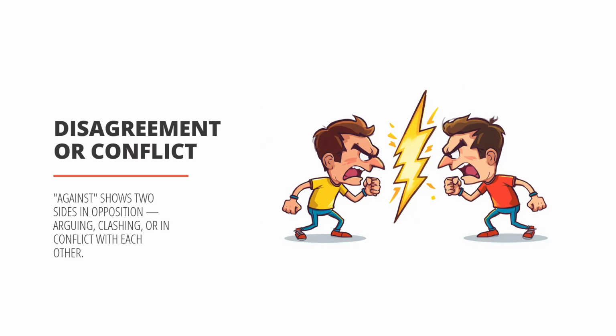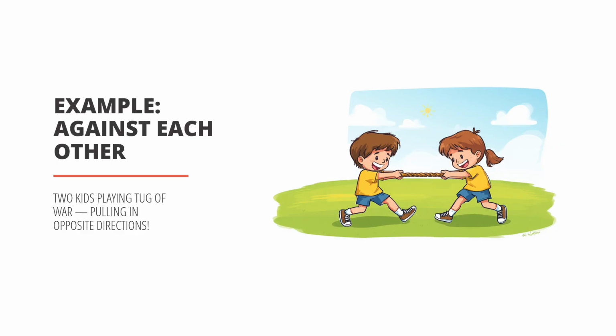Against can show disagreement or conflict. When people are against each other, they do not agree. They may argue or fight. For example, they are against each other in the debate. They have different opinions. They are on opposite sides.